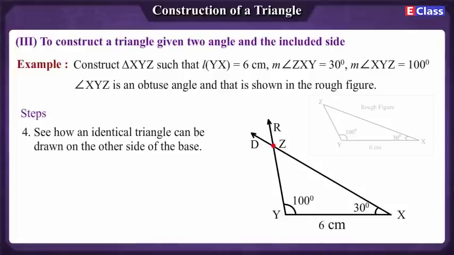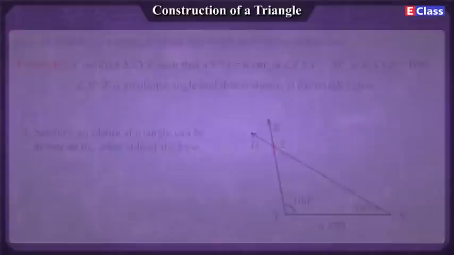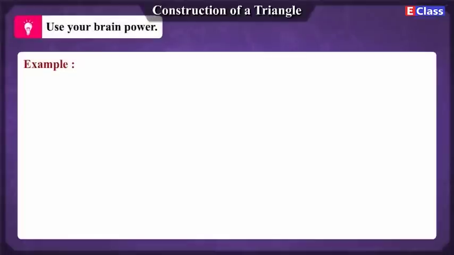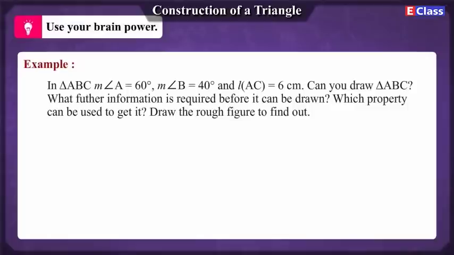Now students, let's test your brain power. Use your brain power. Example. In triangle ABC, measure of angle A is equal to 60 degrees. Measure of angle B is equal to 40 degrees. And length of AC is equal to 6 centimeters. Can you draw triangle ABC?